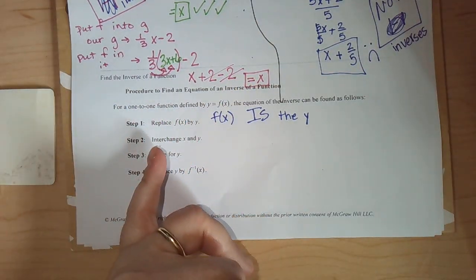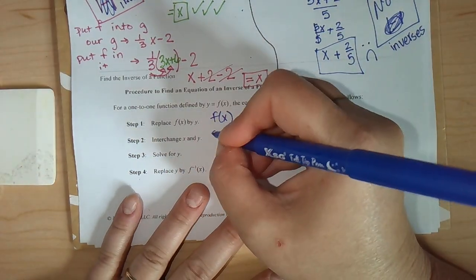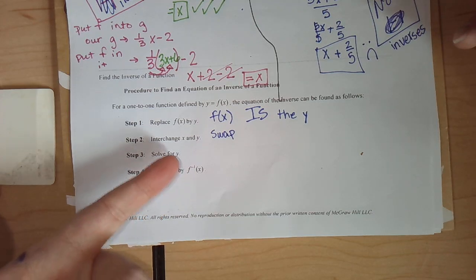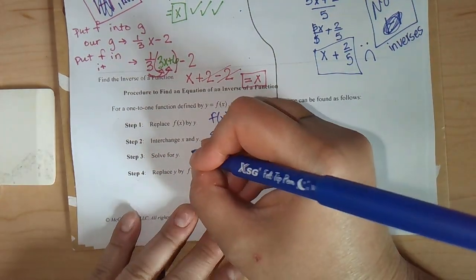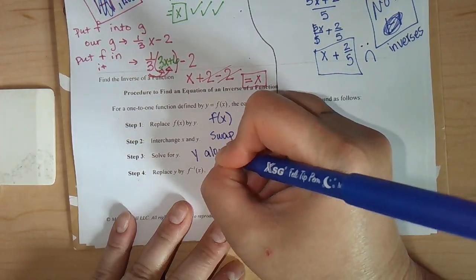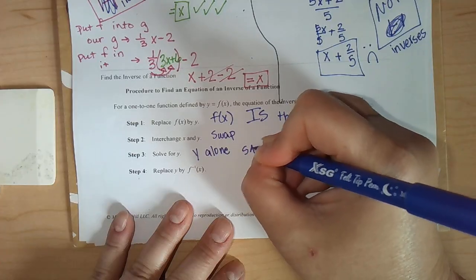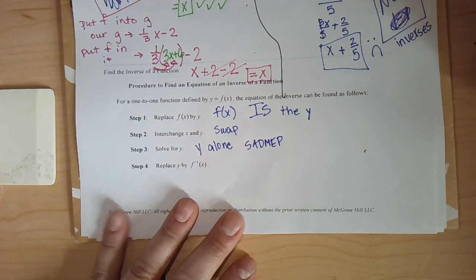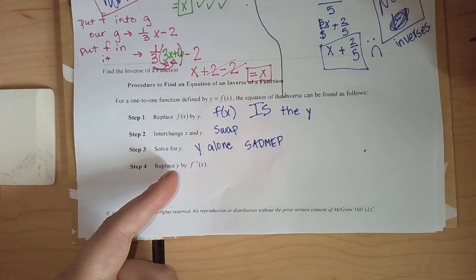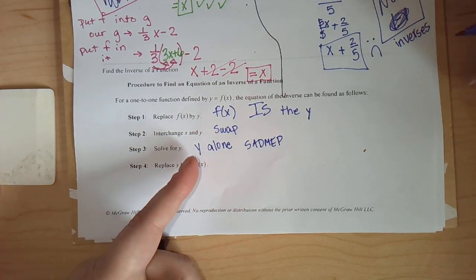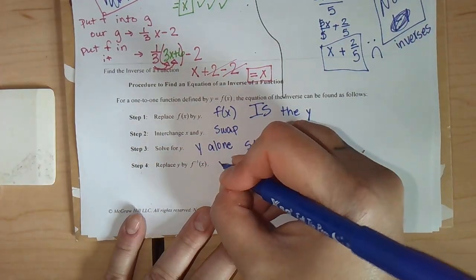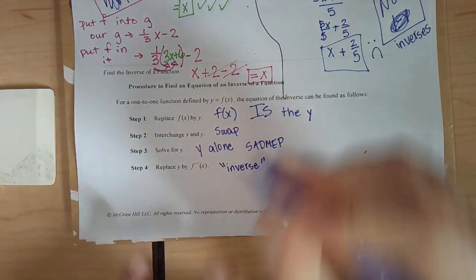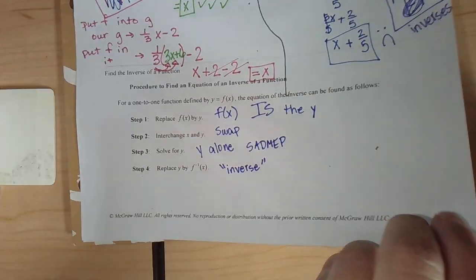Then it says interchange x and y. That means swap, like move the letters. Solve for y means get y alone, and I'm going to say using SADMEP, like the opposite of PEMDAS. And then the very last step is to replace that y back with that weird f symbol with the -1 in there. That means the fancy word inverse.